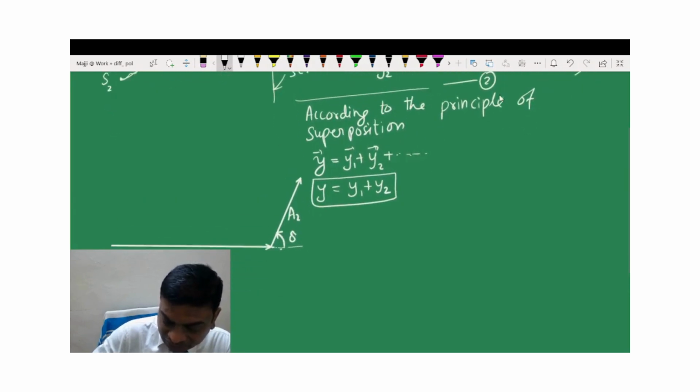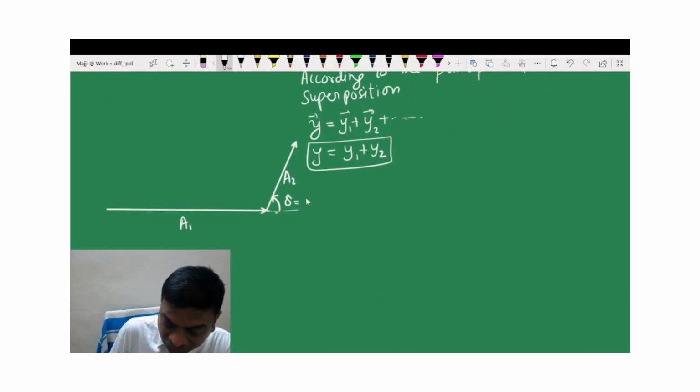We have taken delta as the phase difference. Assuming delta is positive, I have taken it this way. If delta is negative, then you have to take it in this direction. Then the resultant wave, as per the law of vector addition, will be this, isn't it? Yes. So this is the resultant wave.